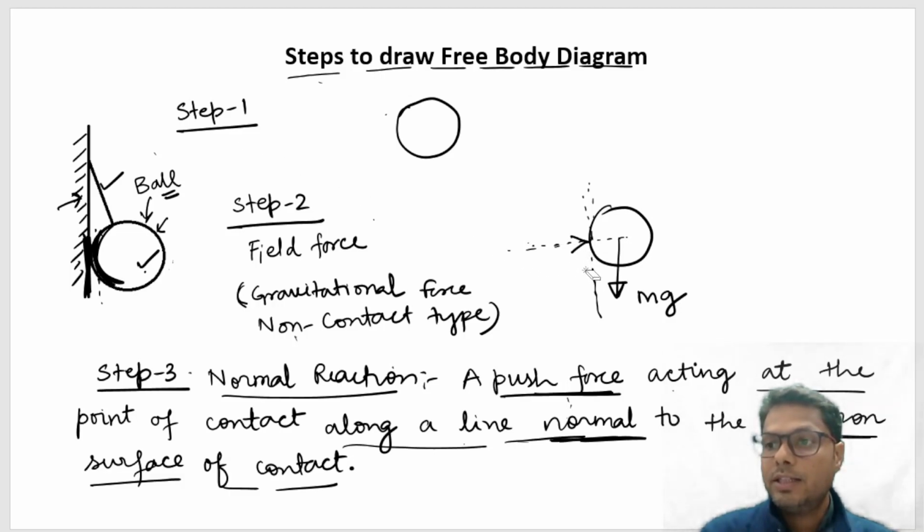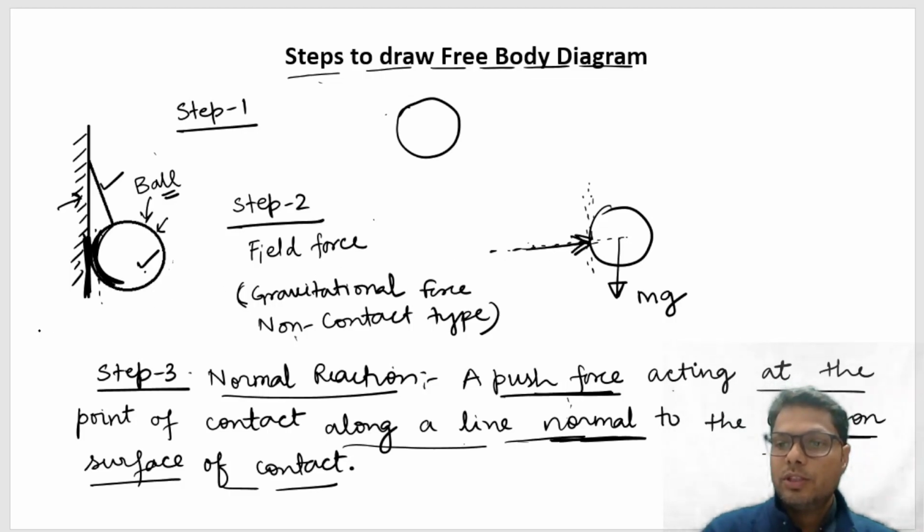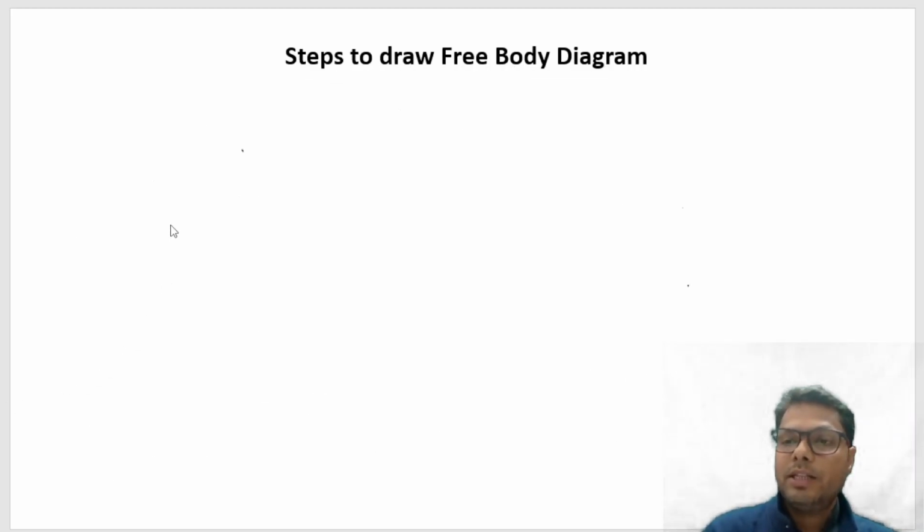Okay, I think it is clear. I'll repeat it once again. Normal reaction is a push force. It acts at the point of contact and it acts along a line normal to the common surface of contact. So this is the common surface of contact, and this line is perpendicular to it. The normal reaction will act along this line, of pushing nature. So this is the normal reaction. That was step 3.